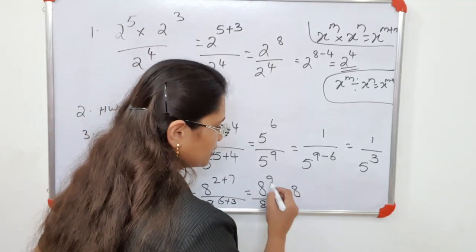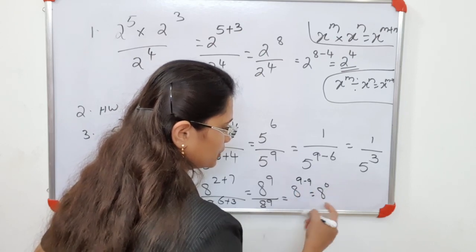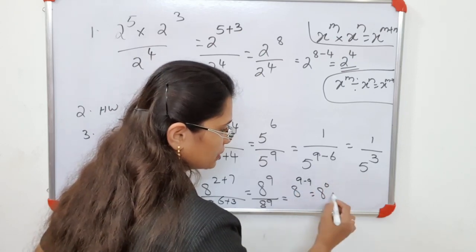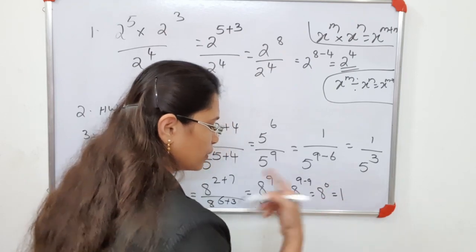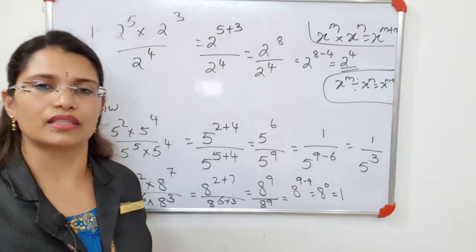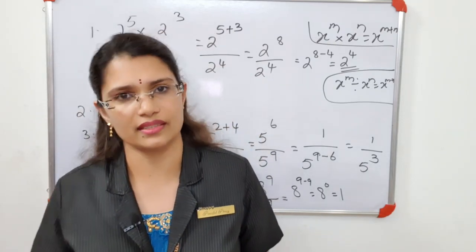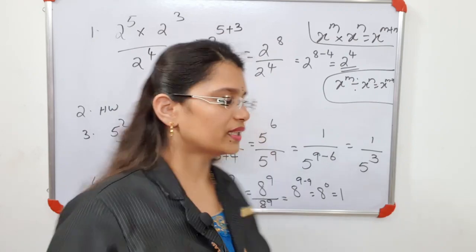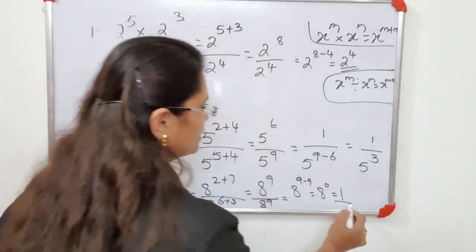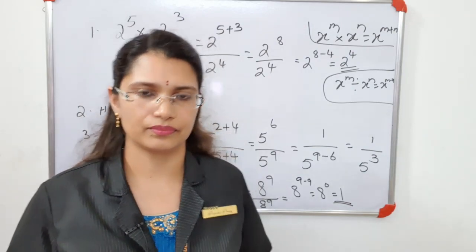Either you can write 8^(9-9) = 8^0, and any number to the power 0 is equal to 1. Or you can write any number divided by that number is equal to 1. Suppose 8 by 8 is equal to 1, 7 by 7 is equal to 1. Like that also you can get the answer 1.